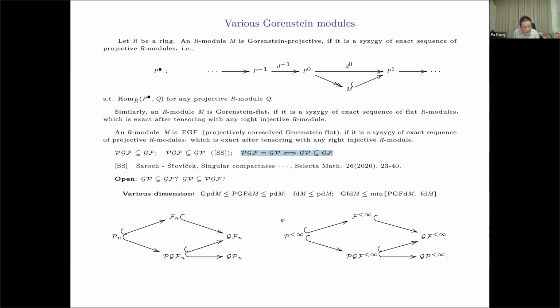Okay, then we consider various dimensions. Here we call GPD the Gorenstein projective dimension, this is the PGF dimension, and this is the projective dimension. They have this fundamental relation, and we also have this other fundamental relation. All this immediately follows from the definition.